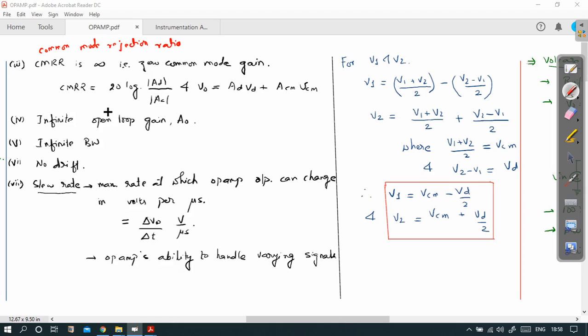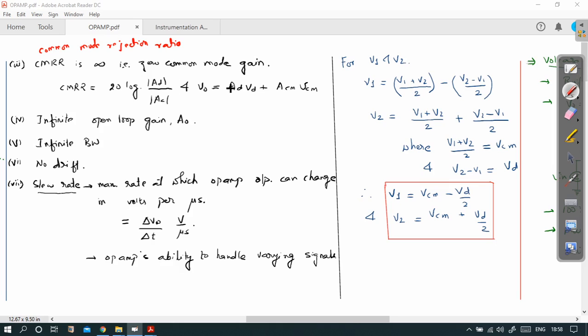In terms of expression, it is given by 20 log mod of AD by mod of AC, where AD is the difference gain and AC is the common gain. That is, they are related to the difference signal gain and the common signal gain.